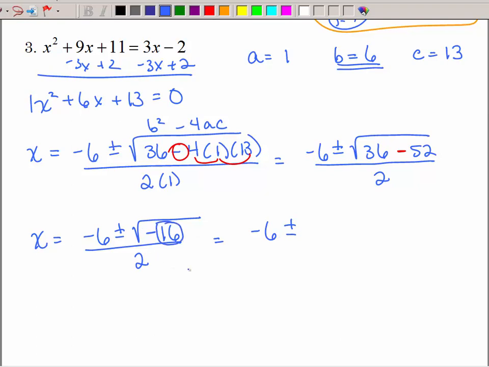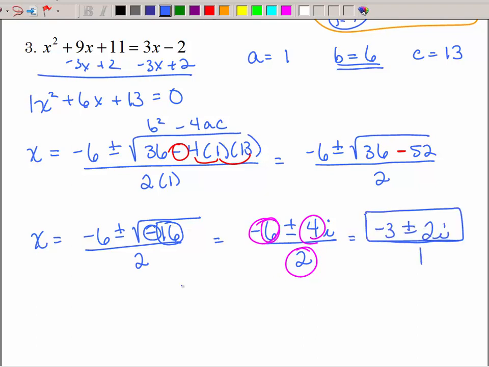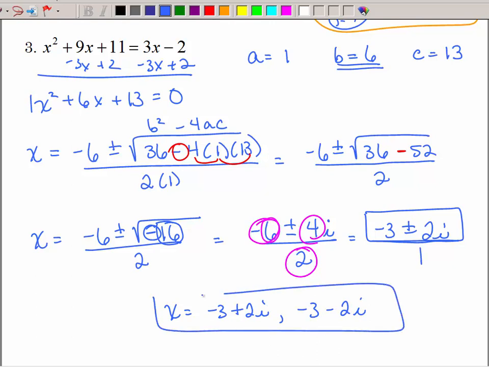The square root of positive 16 is 4, but remember that the square root of negative 1 is defined to be i, over 2. Now look at all the numbers outside of the radical. Can we reduce those? Yes, we can. They're all divisible by 2. So again, remember those are two different answers, negative 3 plus 2i and negative 3 minus 2i. That plus or minus sign does stand for plus and minus, two different answers.